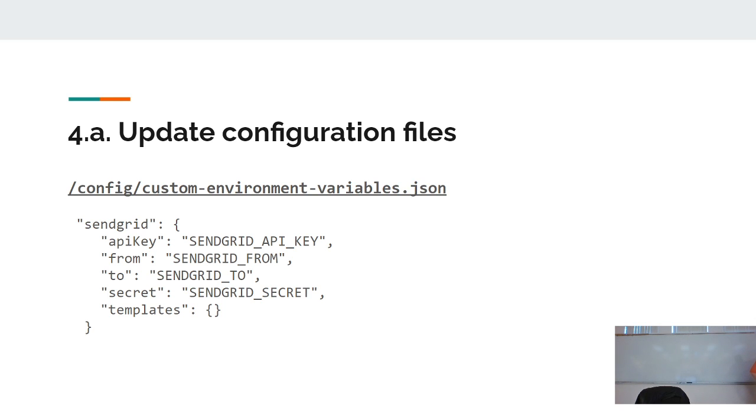So we're saying there's an API key, we're going to pull it from the API key variable. We've got from coming from there, to, we've also got a secret, which we're going to use when we want to generate JWT tokens. This is going to be a different secret than what we have for authentication. And then we're going to have a place for templates.